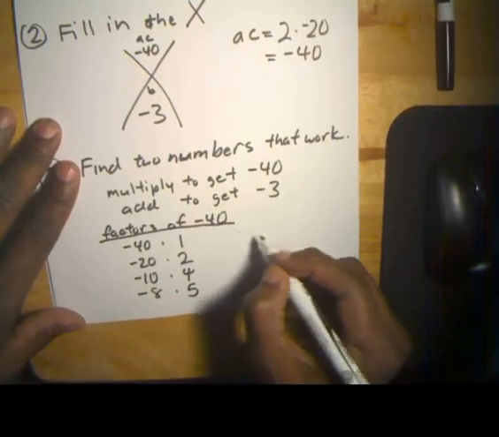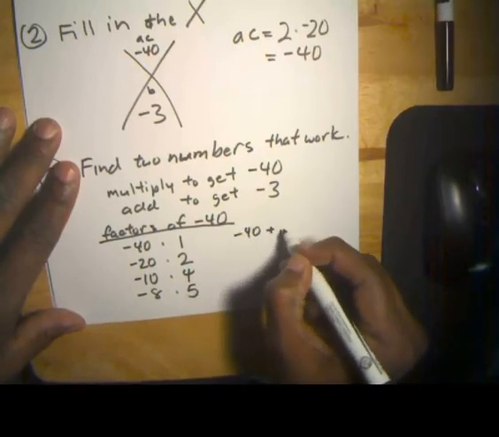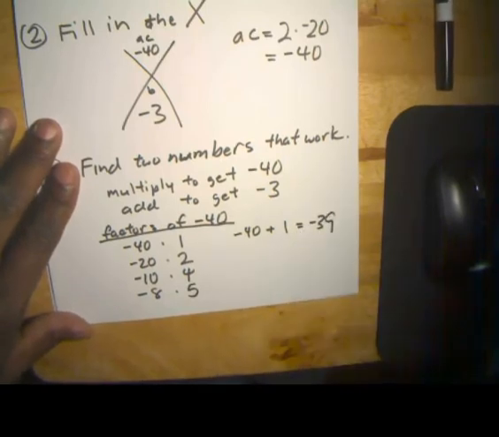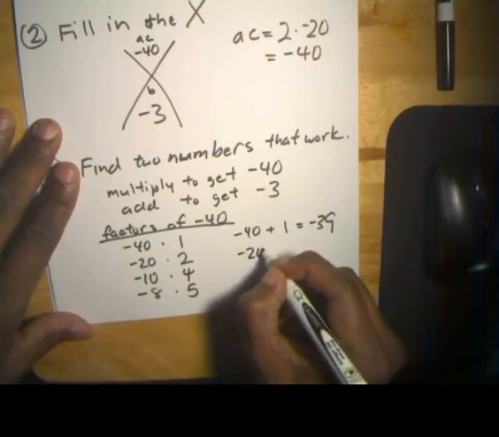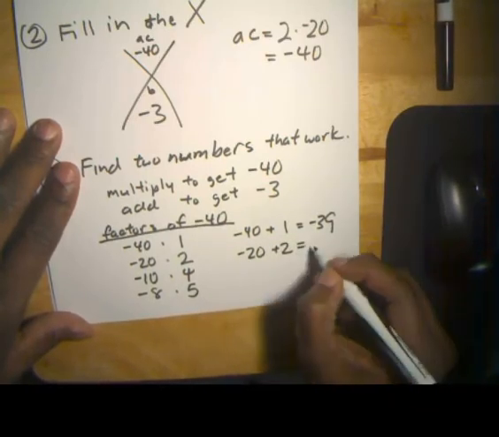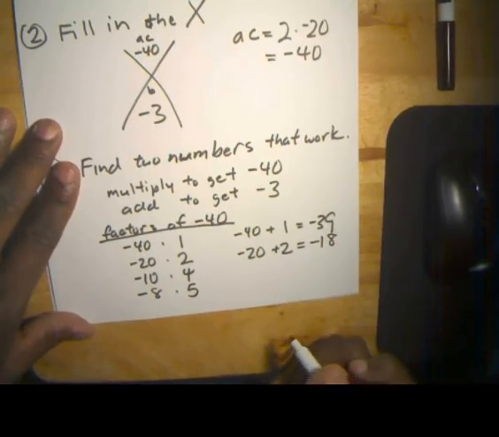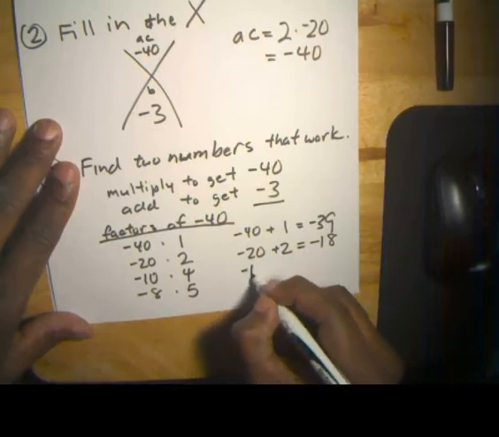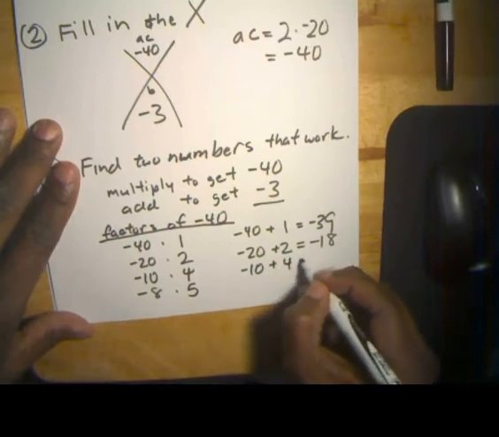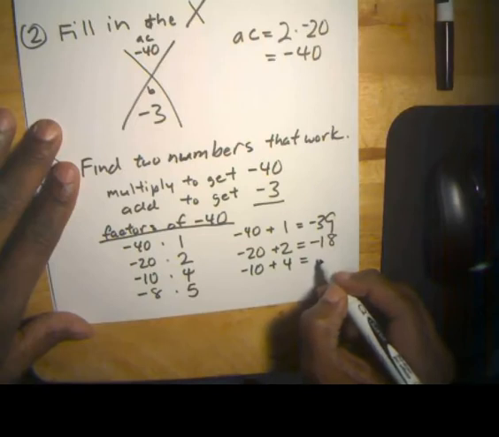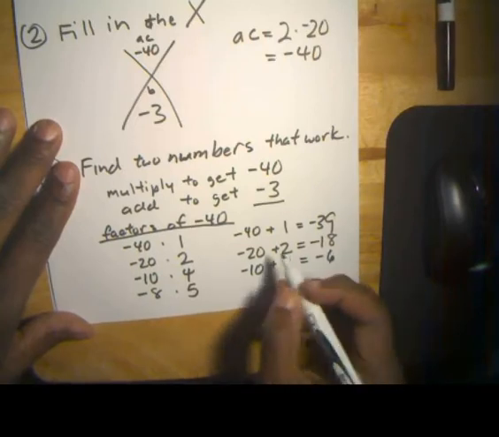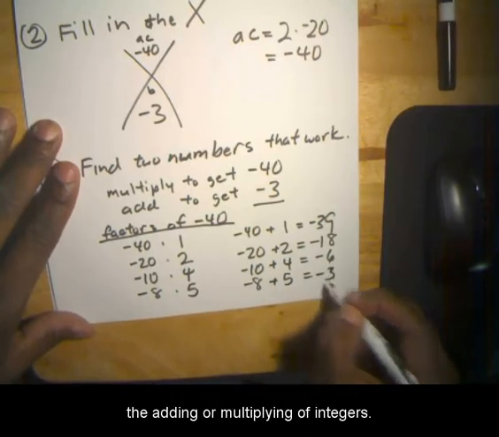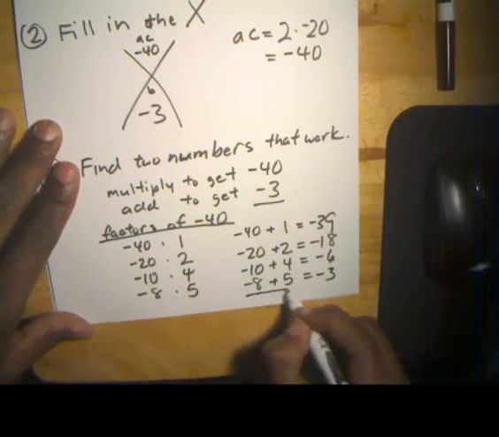Now, let's find their sum. What happens if I add negative 40 and a positive 1? I get a negative 39. What if I add a negative 20 and positive 2? That's going to give me a negative 18. What number am I looking for? I need to get a negative 3. So, what if I add negative 10 and positive 4? I get a negative 6, getting closer. And then negative 8 and positive 5, add those. That's what I want, right there.